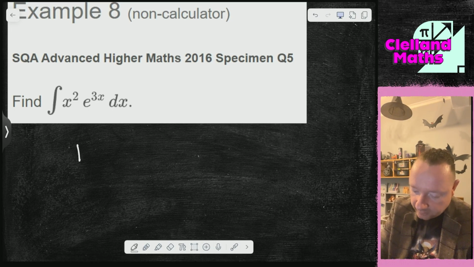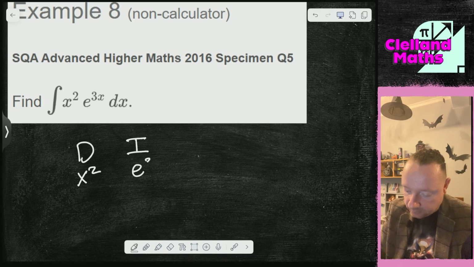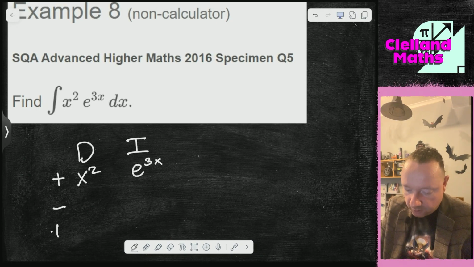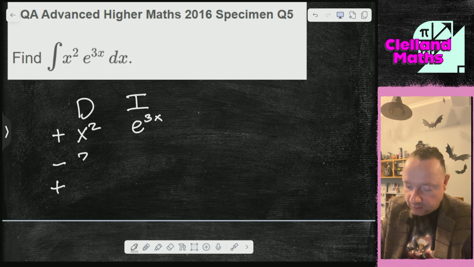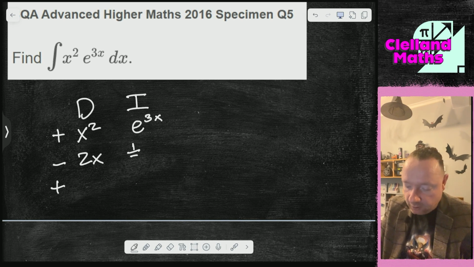So we call one of them D, the one we're differentiating, and one of them I. So the one we're going to differentiate is x squared, I would say. And the one we're going to integrate is e to the 3x. We'll just write plus, minus, plus, and so on. And we'll just differentiate this to get 2x. Integrate this to get e to the 3x times a third.